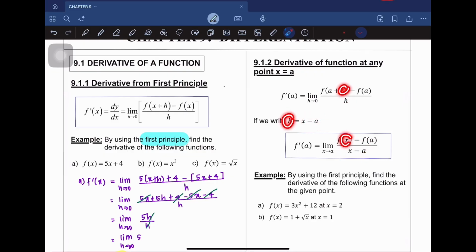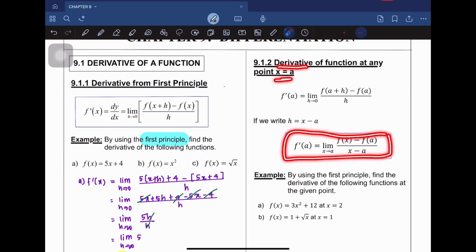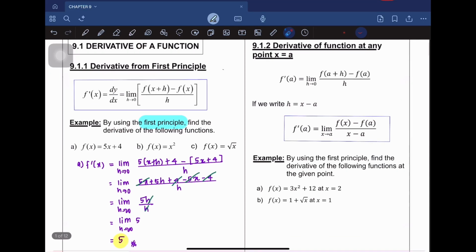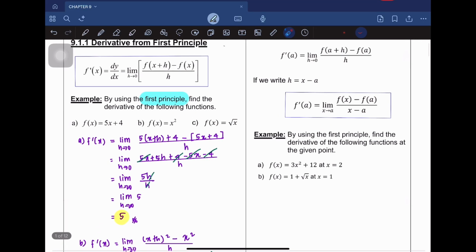Apa yang kita dapat adalah x. Okay, so this is the new formula, the first principle formula. Bila dia minta derivative of a function at a given point, ada point yang dia bagi x equal to something. Okay, ni formula dia. Okay, so tengok example, saya buat satu example je sebab dia mudah sahaja. Okay, it's very simple. So dia kata, by using first principle, find the derivative of the following function at a given point. So first, dia suruh cari derivative of this function dekat x equal to 2. So in this case, this is your a.